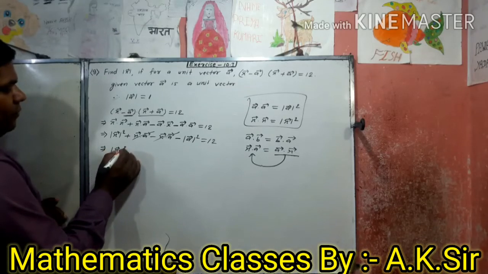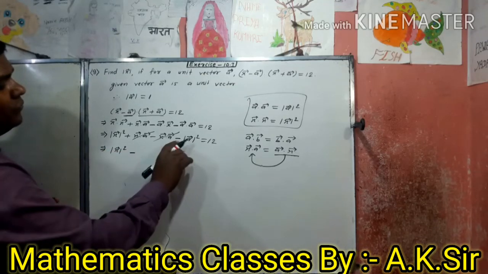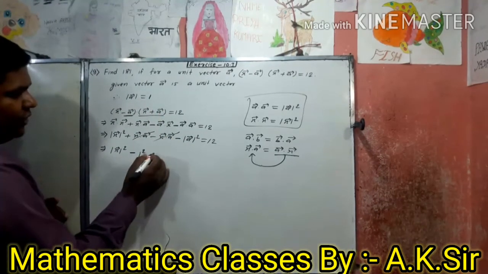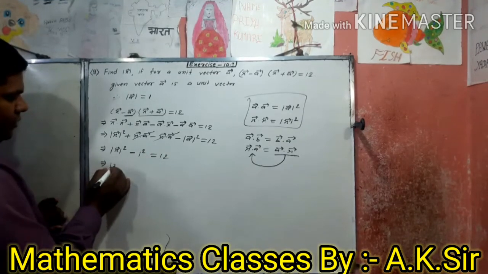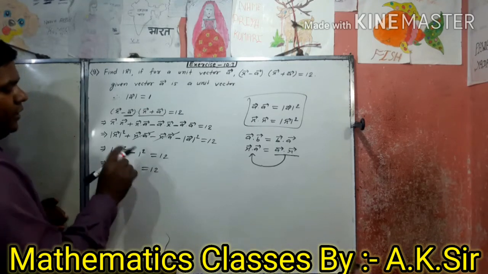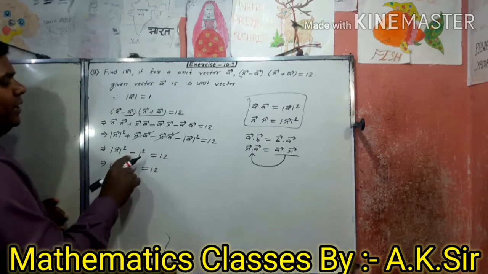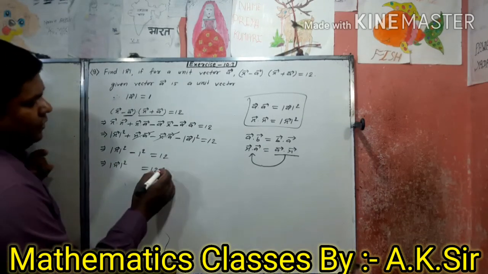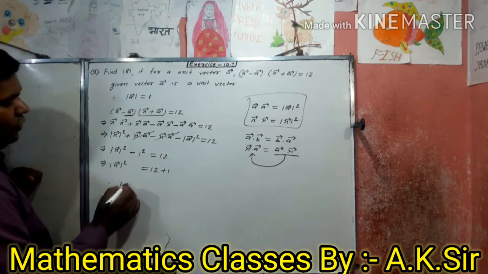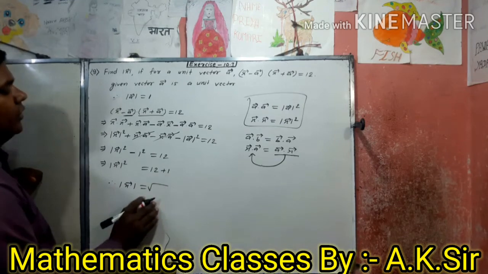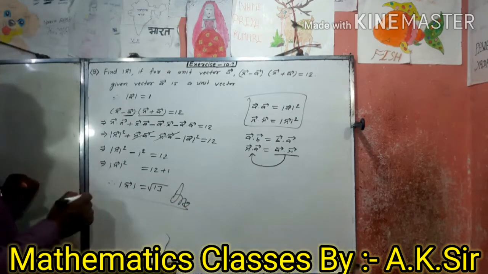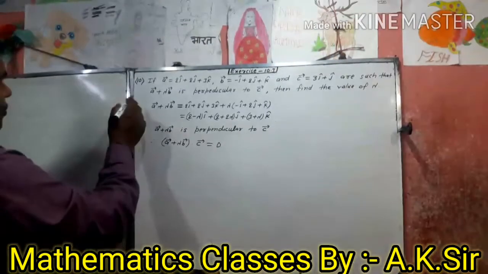Magnitude of x vector to the power 2 minus magnitude of a is equal to 1. It means 1 square is equal to 12. Magnitude of x vector to the power 2 is equal to 12, 1 square means 1 minus 1. Then here we can write plus 1. So magnitude of x vector is equal to under root 12 plus 1, 13. This is our answer.